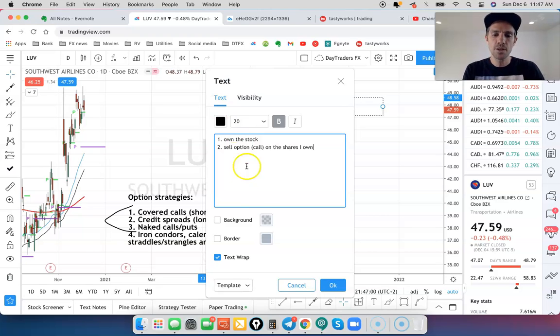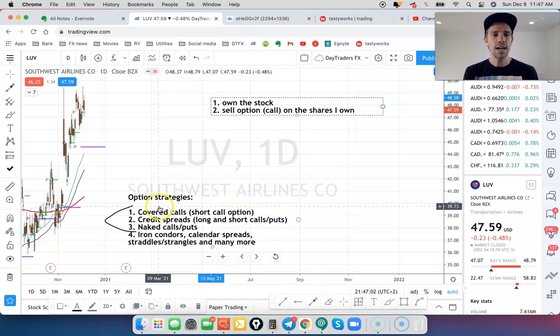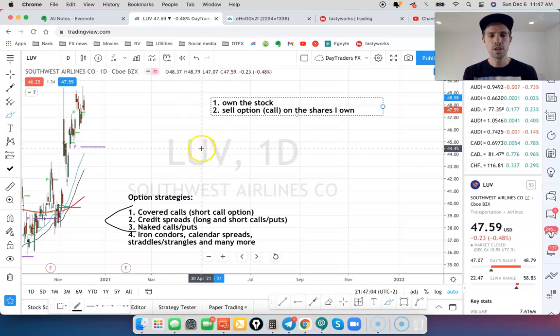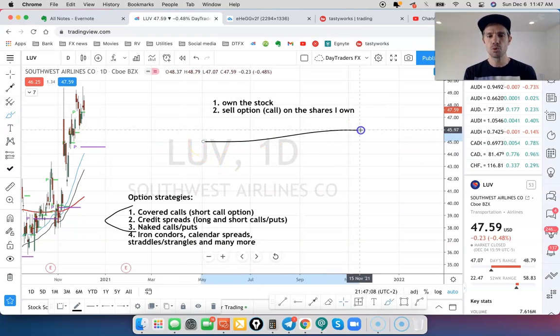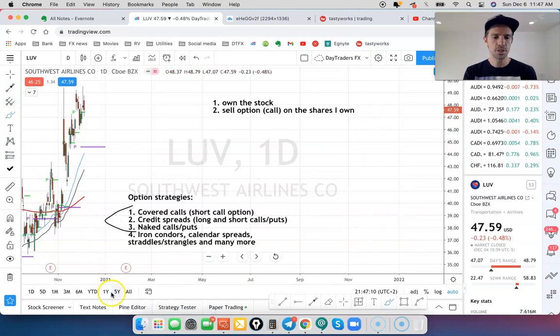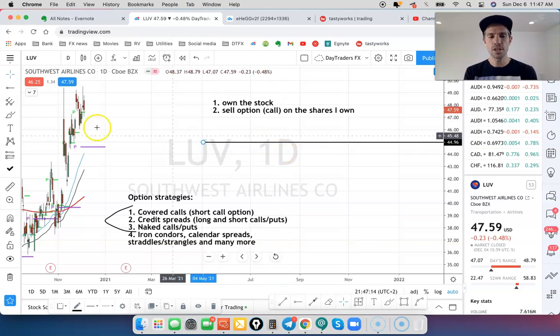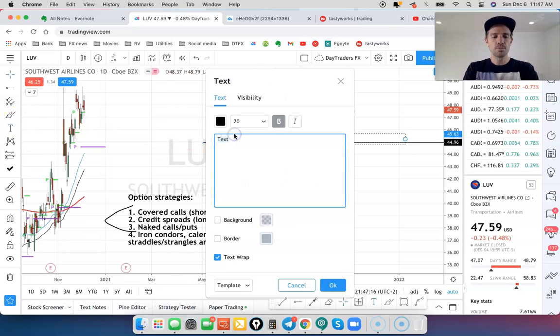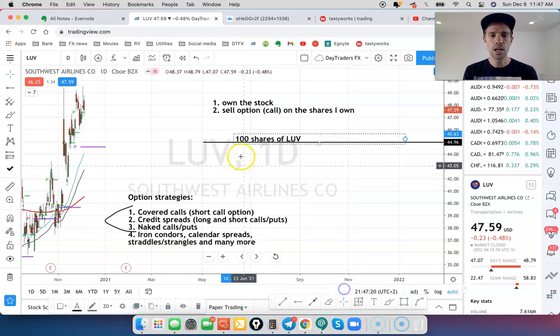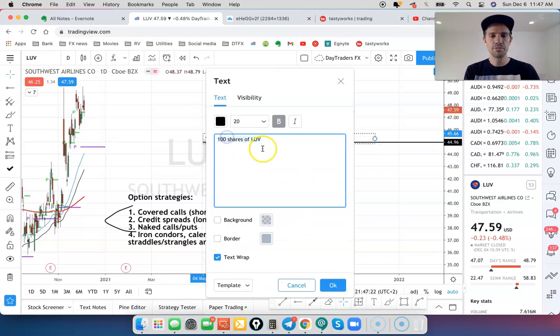So here's how this works. If I have 100 shares of Southwest Airlines and I bought those 100 shares at, say, $45, right? Let's put a straight line in there so it doesn't look like a crazy one here. So I own 100 shares right here. Here's my 100 shares of love. I own 100 shares at $45.